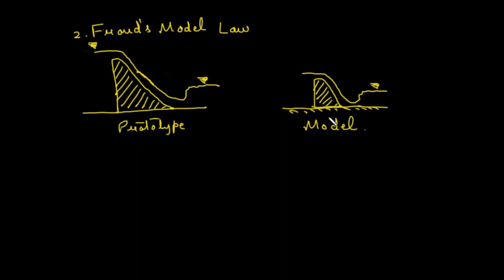Now here you can see the flow over a spillway, and that's a prototype, and suppose we want to make a model of this spillway, then we should apply the Froude's model law, and let's try to apply this and derive some equations.